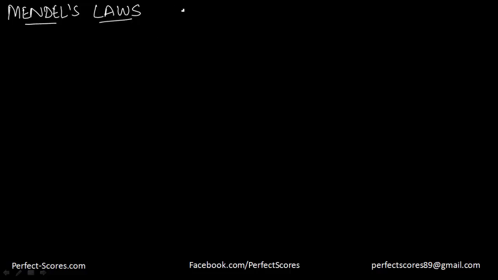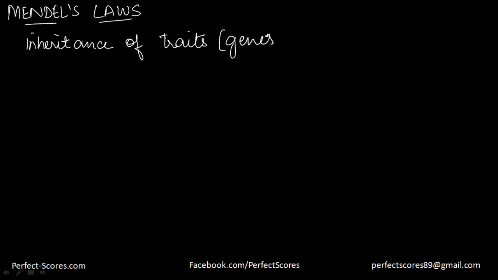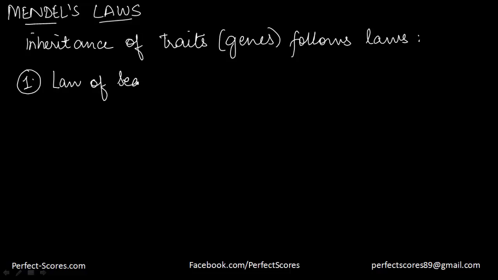Now, Mendel was a 19th century monk who demonstrated that the inheritance of traits, what we call genes today, follows particular laws. So it's not all random, but within the boundary of a few laws. The first law that he gave was known as the law of segregation.